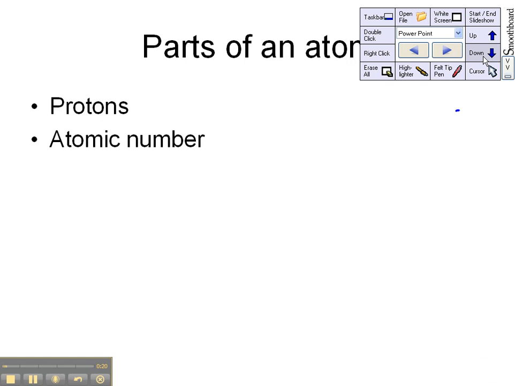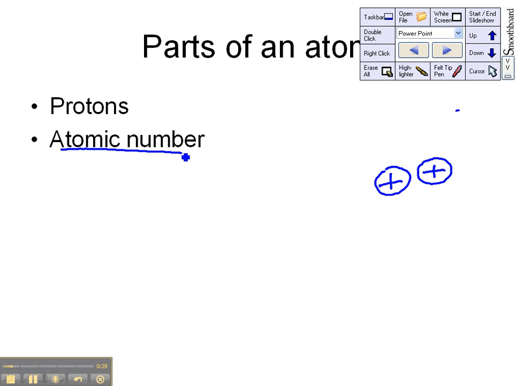First one, the protons. The protons are larger particles and they're in the nucleus of an atom and they are positively charged. They're fairly heavy, and being positively charged is the main thing that you have to remember about those. Now, how do you figure out how many protons you have? It's always the same as the atomic number.